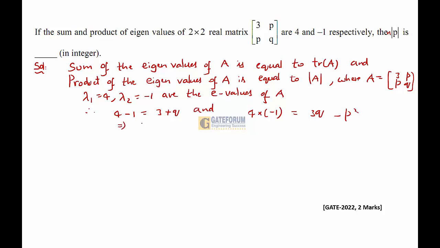So from this Q is equal to 0, and from this P square is equal to 4, P is equal to plus or minus 2. So therefore mod P, the absolute value, becomes 2. So the answer is 2. This is the end of the question.